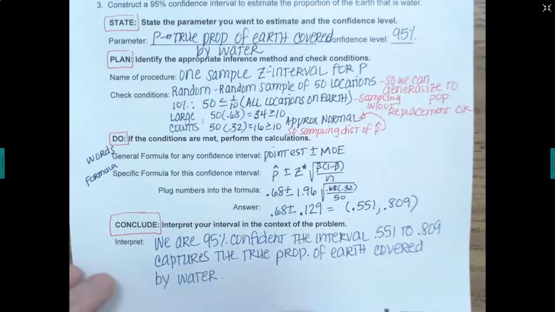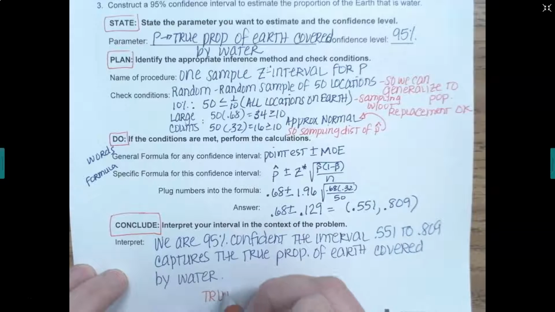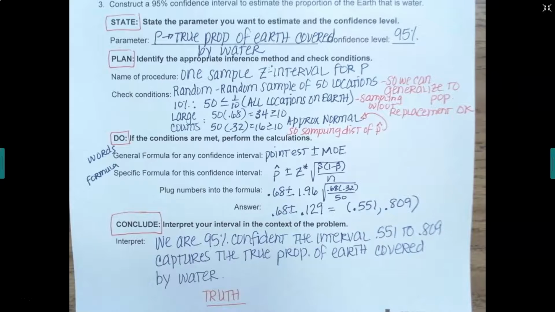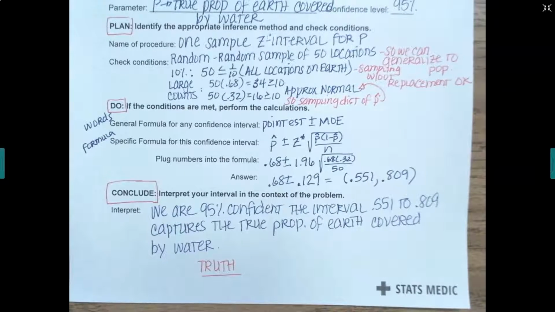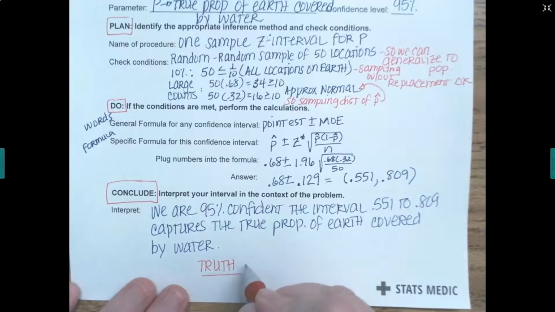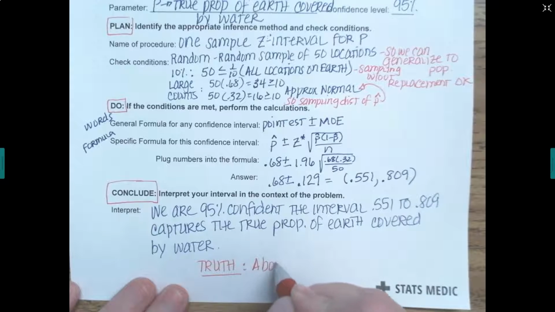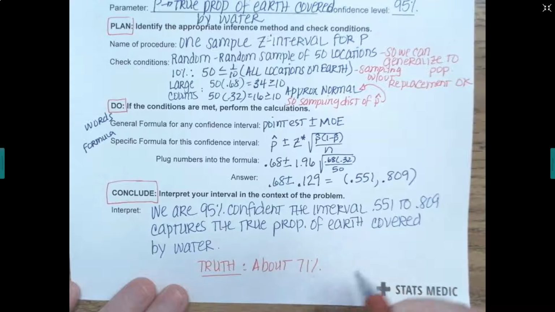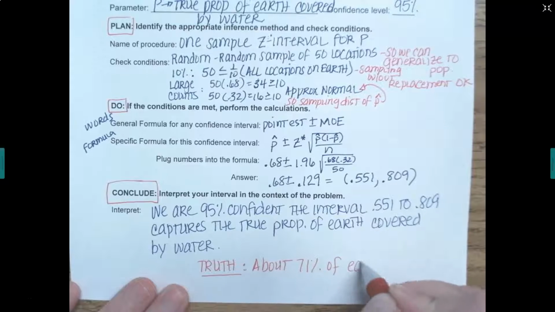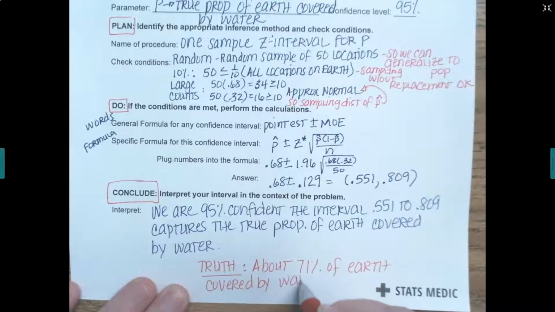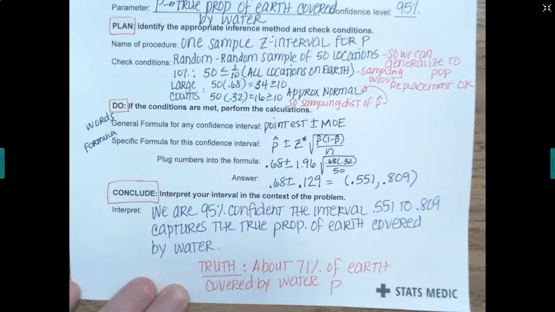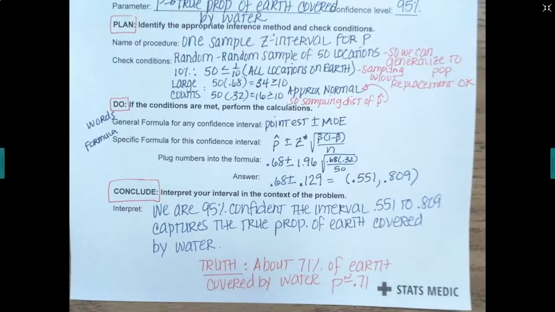Well, the truth is, because this is another one of these known things, a lot of times when you're doing this, you don't know what the truth is, but I'm finding scenarios so I can show you that you were pretty accurate with what you've gotten. In truth, about 71% of the earth is covered by water. Okay, so that gives you a P, a population proportion, of about 0.71.